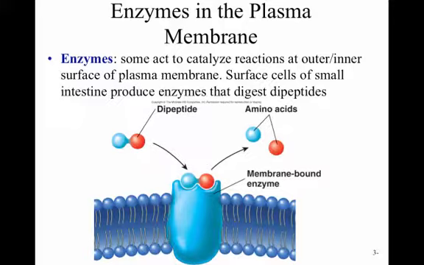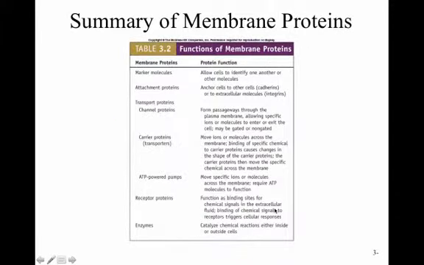So some will catalyze reactions inside or outside the plasma membrane. The surface cells of the small intestine are an example, where there is an enzyme that breaks down a dipeptide into the individual amino acids. So it breaks that bond, the peptide bond. Okay, and that gives us all of the proteins we just talked about.